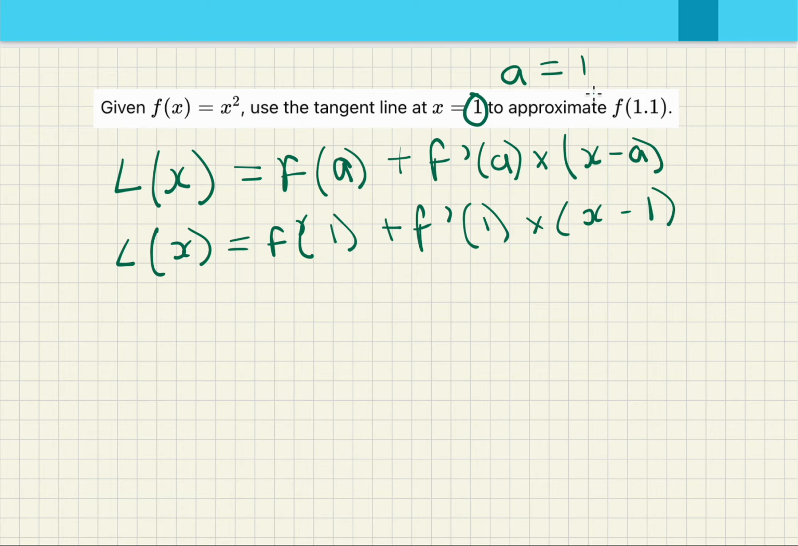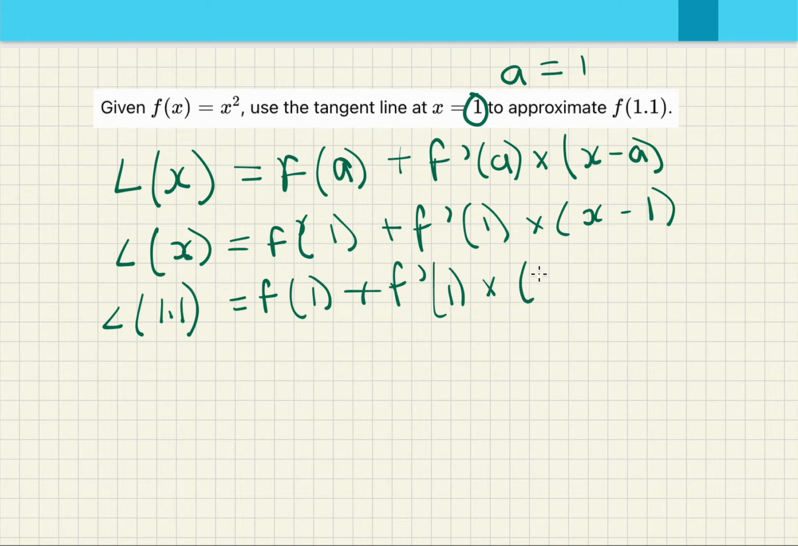Now that we've plugged in 1 for a, we can plug in the value for x. The value for x is always what you are trying to approximate. In this case, we're trying to approximate f at x equals 1.1. So the value of x will always be what we're approximating for, and here we're approximating 1.1. So we can replace x with 1.1, and everything else remains the same: f prime 1 times 1.1 minus 1. This is the equation we get.